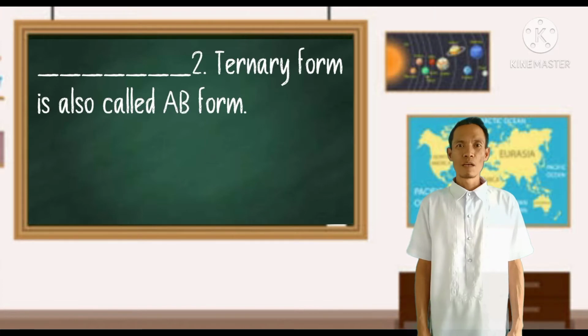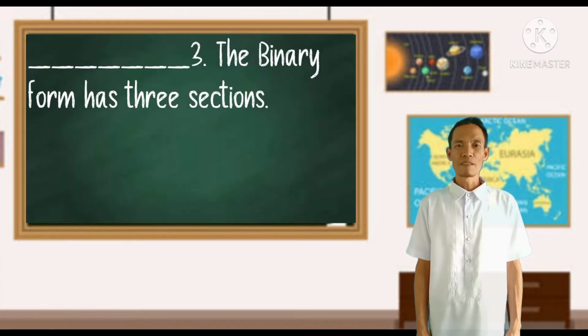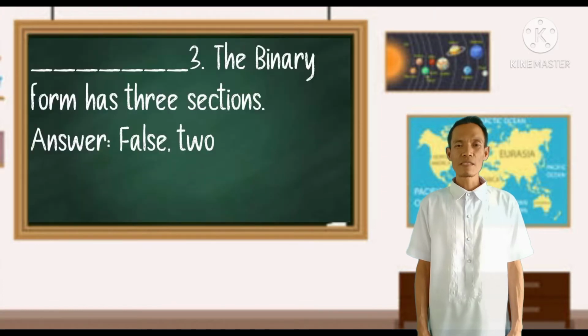Number 2, ternary. Ternary form is called AB form. Is it true or false? The answer is false. The correct answer is AB or ABC form. Number 3, the binary form has 3 sections. Is it true or false? The answer is false. Correct answer is 2.